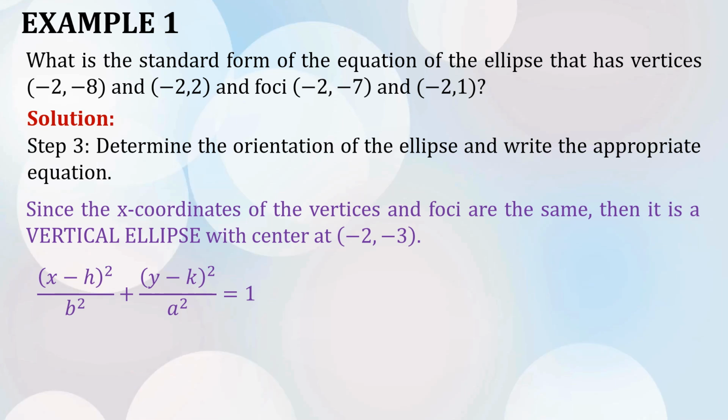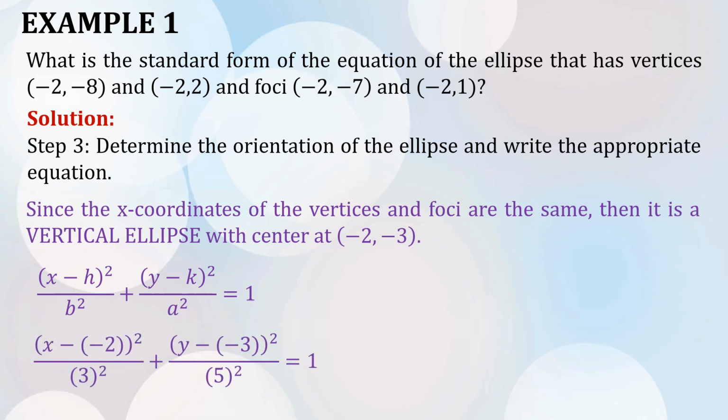And substituting the values of h, k, a, and b obtained in the previous steps, we will have (x - (-2))² over 3² plus (y - (-3))² over 5² equals 1. And simplifying this, we will have (x + 2)² over 9 plus (y + 3)² over 25 equals 1.